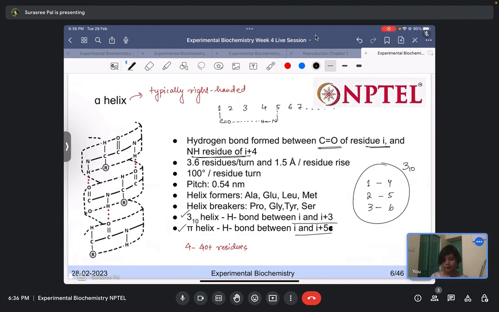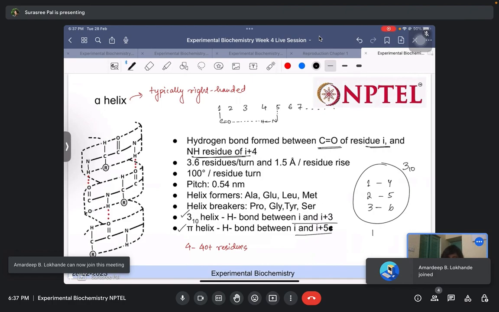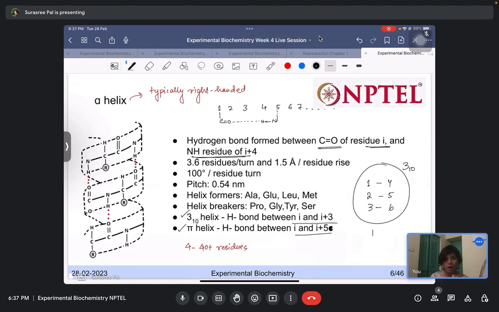For a pi helix, the hydrogen bond should be formed between I and I plus 5. So 1 and 6, 2 and 7, 3 and 8, like that. And for a typical alpha helix, it should be between 1 and 5, 2 and 6, 3 and 7, right, like that. So the differences in hydrogen bond formation determine the shape of the helix, and we are naming the helices by different terms.